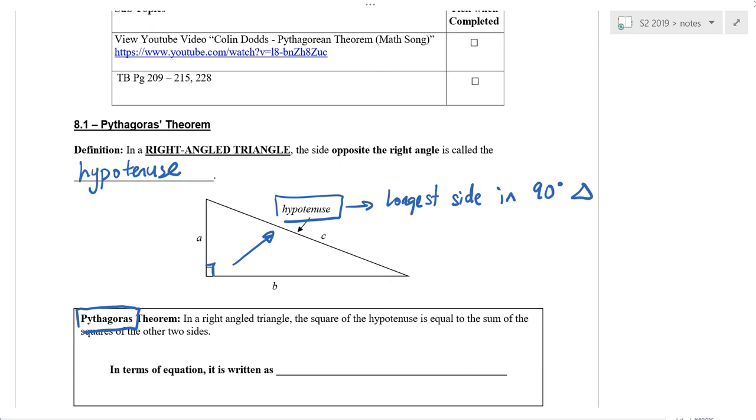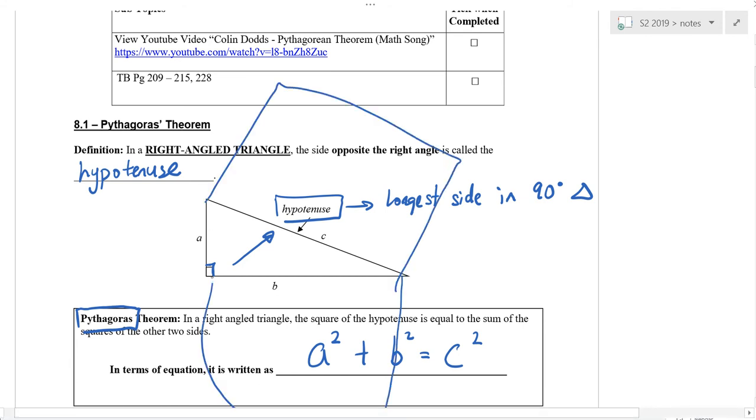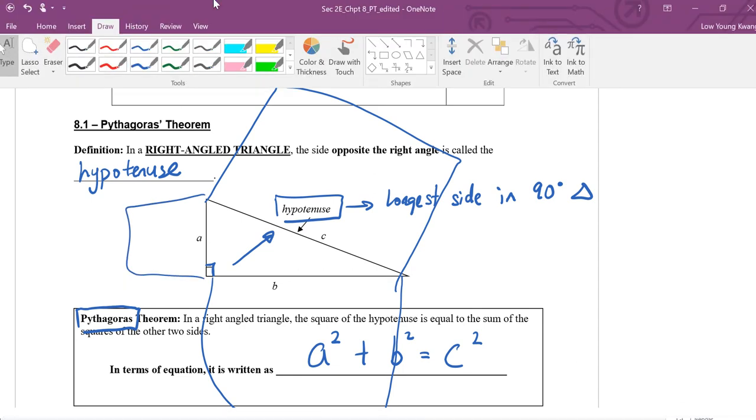And what is the pattern? He found out that if I take the longest side, which is c square, and I take a square plus b square, it is always equal to c square in a right angle triangle. So why square? Because he formulated this by observing the pattern on the floor, and the pattern on the floor was something like that. It was a huge square. Yeah, very ugly. So I regretted.